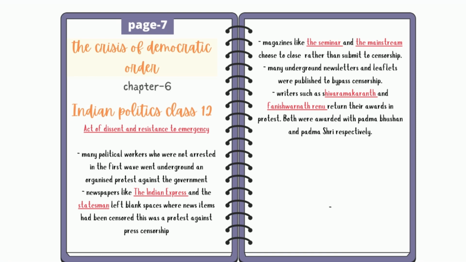Writers such as Shivarama Karanth and Phanishwar Nath Renu returned their awards in protest. Both were awarded with Padma Bhushan and Padma Shri respectively. ये शिवरामा करंत थे, इनको मिला था पद्म भूषण, ये 1 मार्क्स में आ सकता है. और फणीश्वर नाथ जो थे वो किससे अवॉर्डेड थे? पद्मश्री. तो ये आपको याद रखना है.